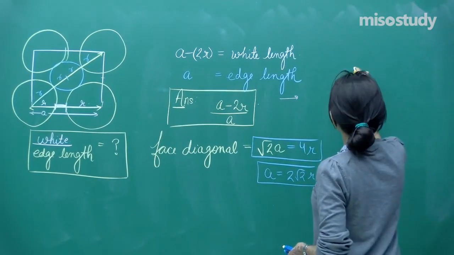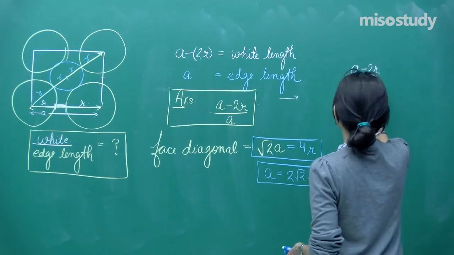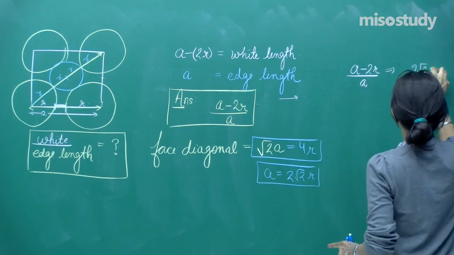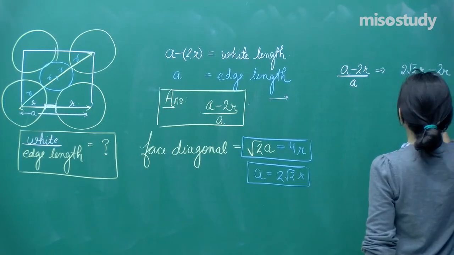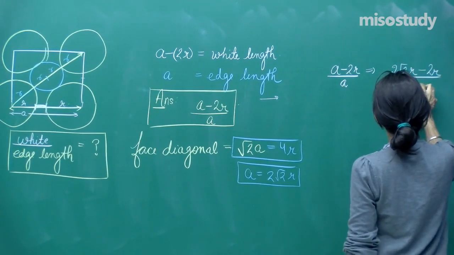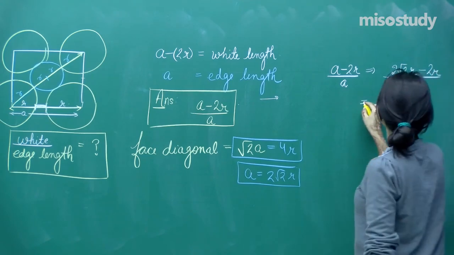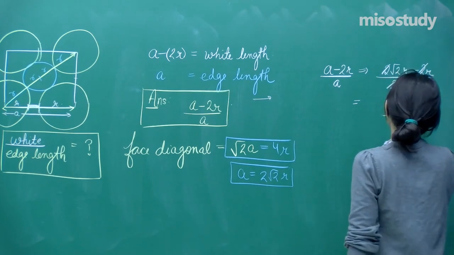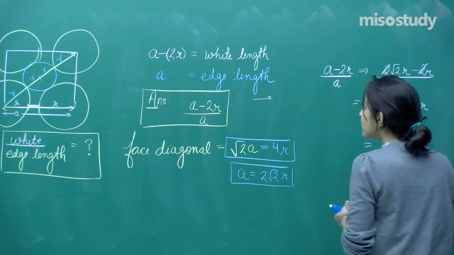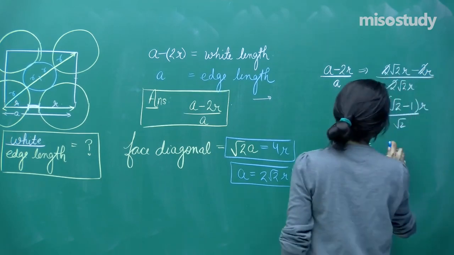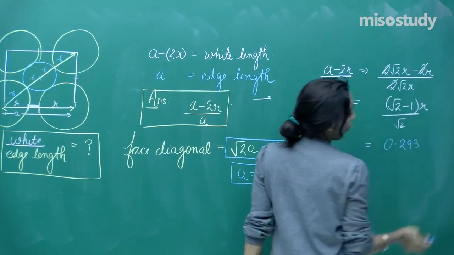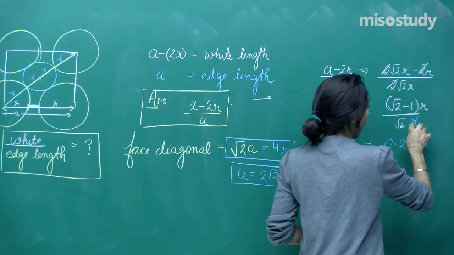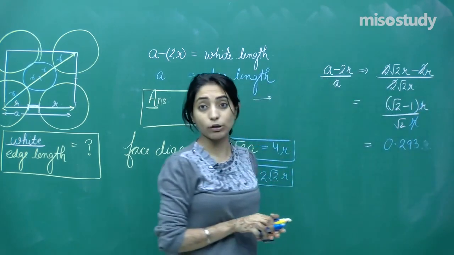So if A is given to you as 2 root 2 R, I can ask you to substitute the value here. You will get A minus 2R by A, which will be 2 root 2 R minus 2R divided by 2 root 2 R. Am I right? And if you solve it, see guys, you can take out 2, which is common. So you will get root 2 minus 1 divided by root 2, and this value will come out to be 0.293. R by R is there, so R and R will get cancelled, and finally you will get the value as 0.293.